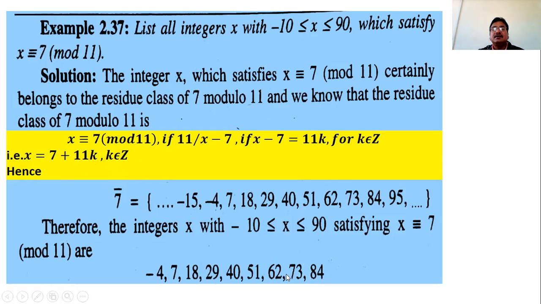And which elements of this 7 bar lie in the range minus 10 to 90? This minus 15 is not in this range. So from minus 4, then 7, 18, 29, 40, 51, 62, 73, and 84. 95 is not in the range minus 10 to 90. So these are the integers which lie in this range and satisfy x is congruent to 7 modulo 11. So this is the example.